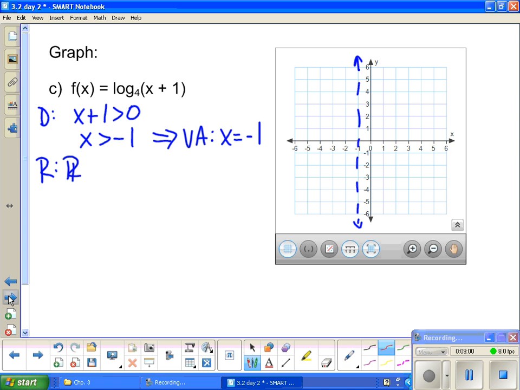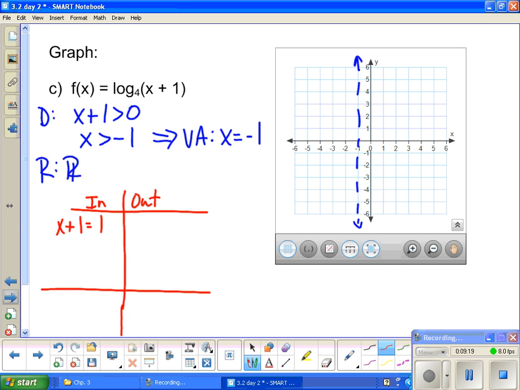Now this is where I say inputs and outputs, because I want my input, that x plus 1, to equal 1, and I want my other input for x plus 1 to equal the base, which is 4. So now I have to solve for x. What is the actual x value I need? Subtract 1. So the actual x value I need is x, and this is why.